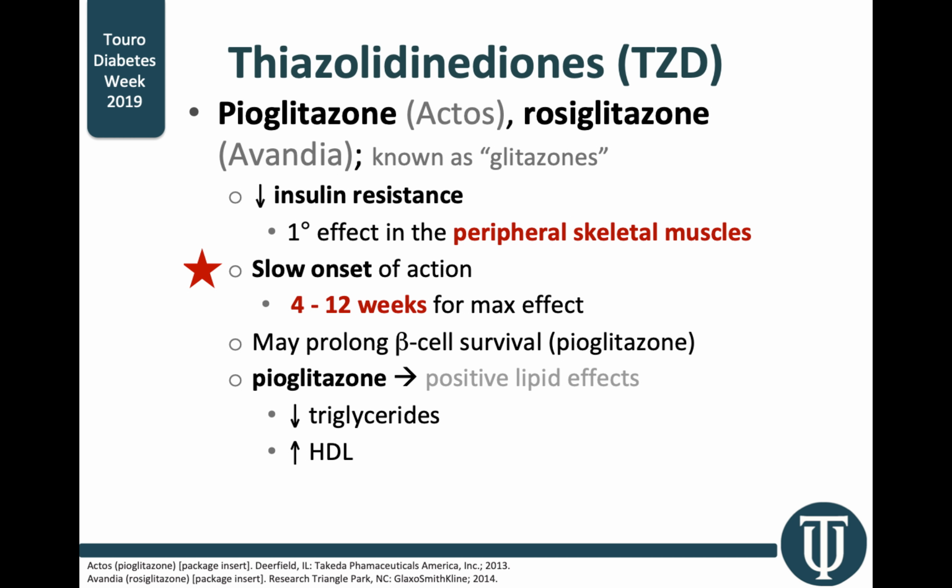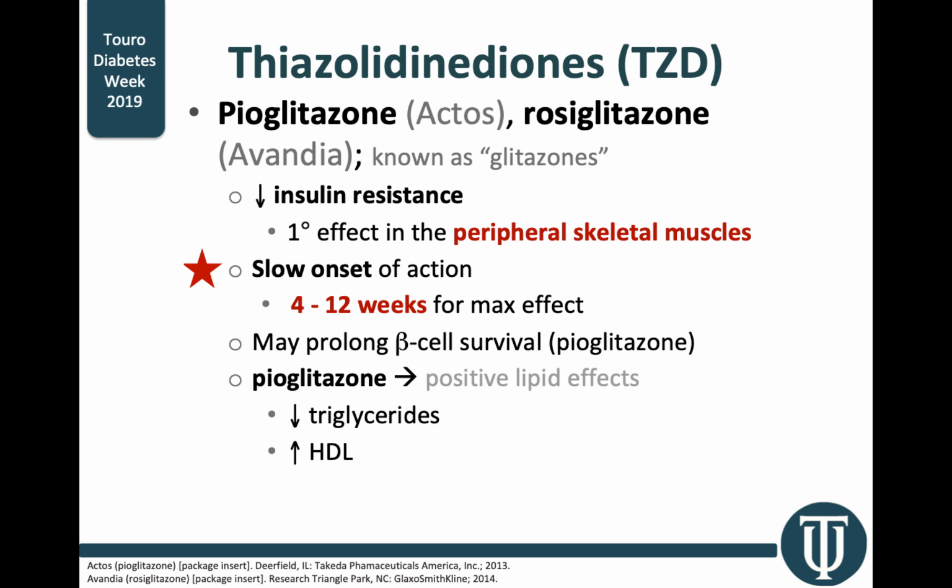It has a slow onset of action. It will take about 4 to 12 weeks to see the full effect. So if you start this medication for a patient and he or she comes in to you saying that this medication doesn't do anything, then you might want to explain to the patient that it will take a long time to have the effect. But once it works, it can work for a very long time, because this medication can prolong beta cell survival.